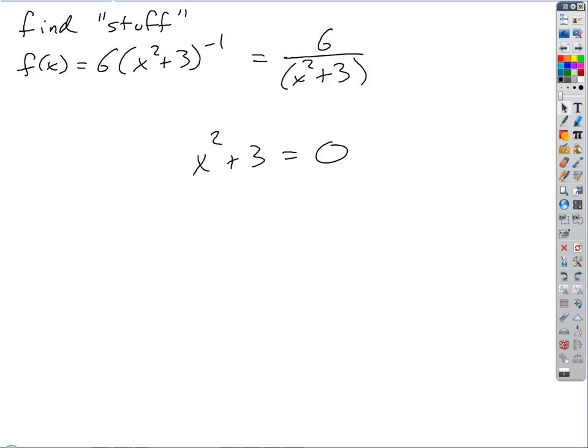So there are no zeros of the denominator. So our domain is unrestricted, right? So we're going to be able to look for critical numbers anywhere. No vertical asymptotes, right? Because the bottom is never zero.